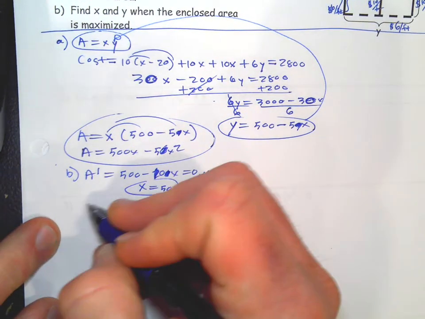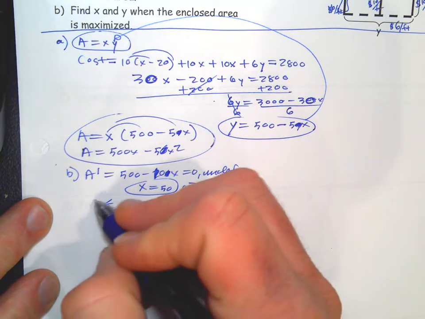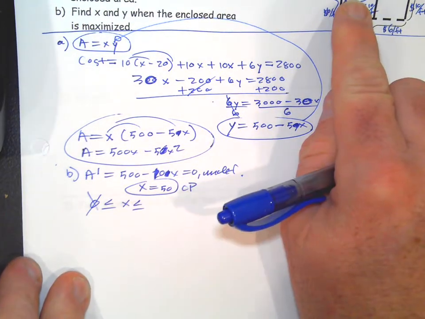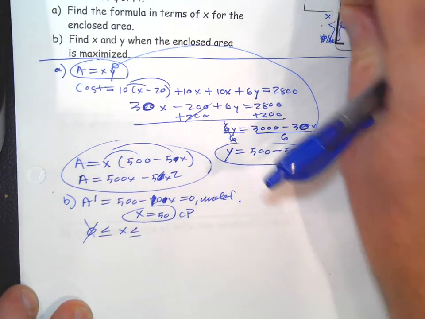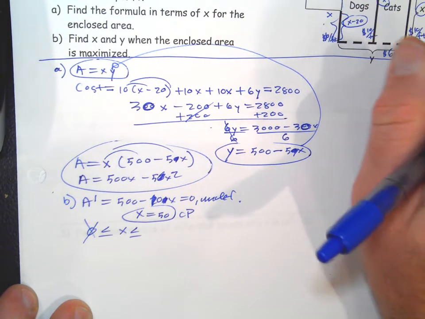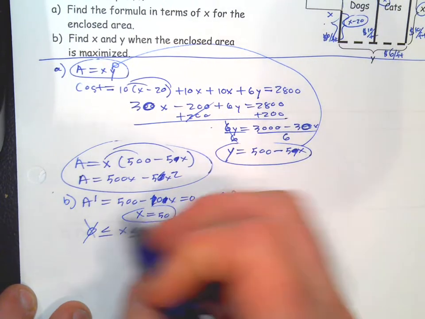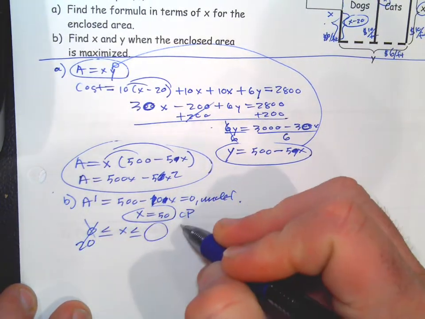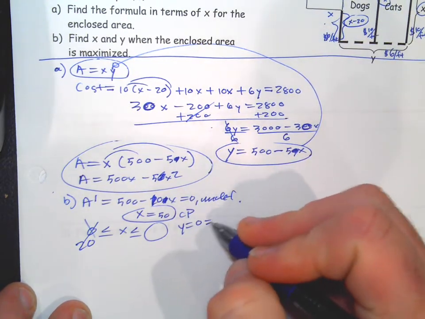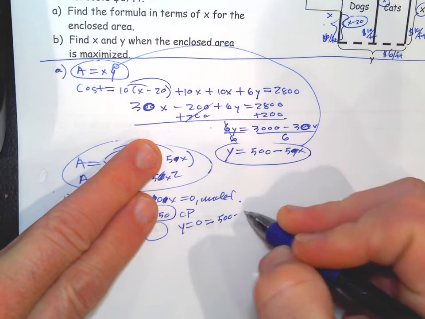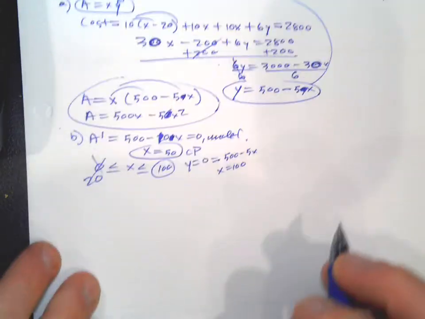That's a critical point. The endpoints, small as x could be, now x cannot be 0. Because if x is 0, this fence right here, x minus 20, is a negative fence. So you can't have any negative fences. So x can only go as far as that right there. So what value of x would give you a 0 fence there? We'll just make that 0. It's going to be 20. 20 is the smallest x. Biggest x is when y is the smallest. Now y can go to 0. So you could set y equals 0, 500 minus 5x, x equals 100 is the biggest x. So those are your endpoints.